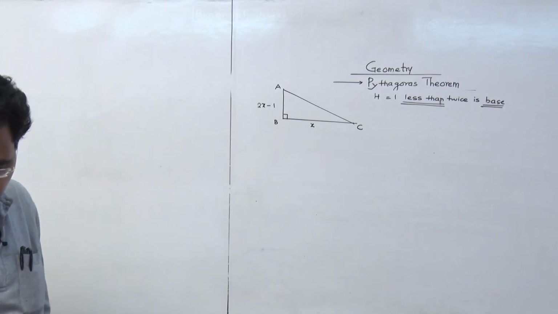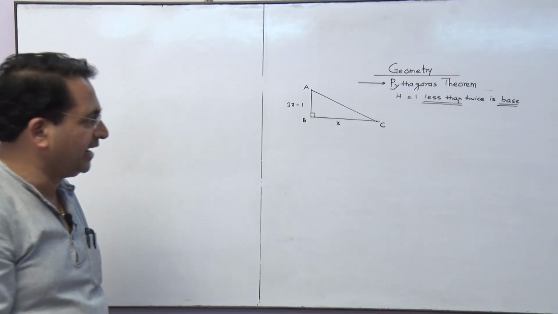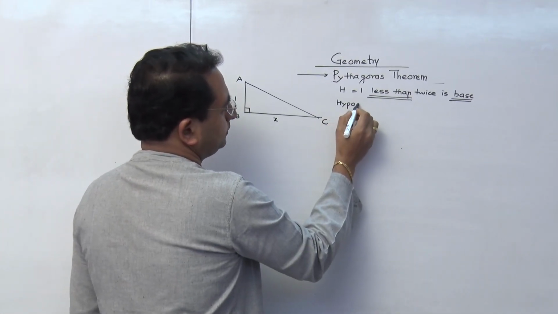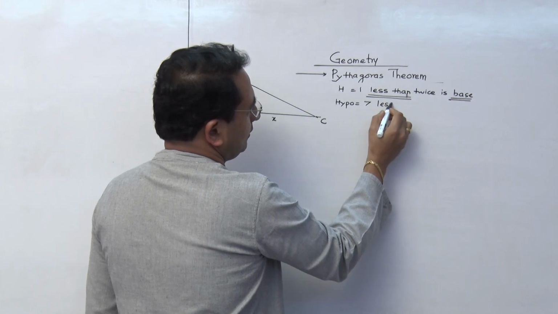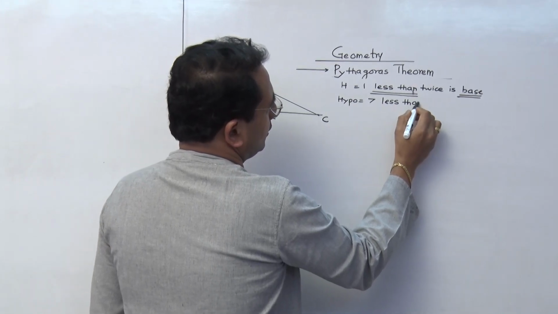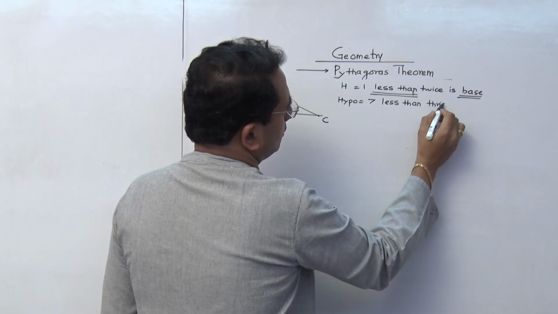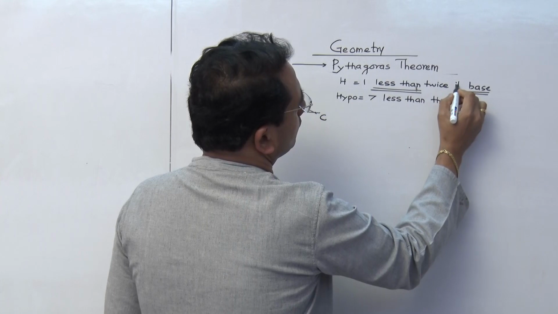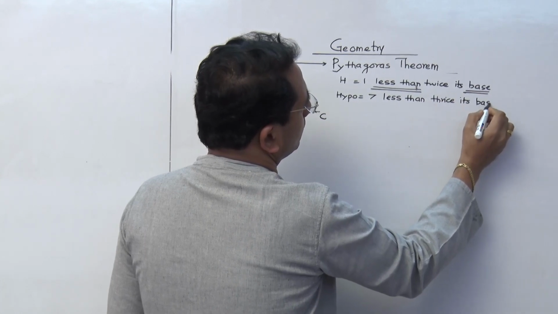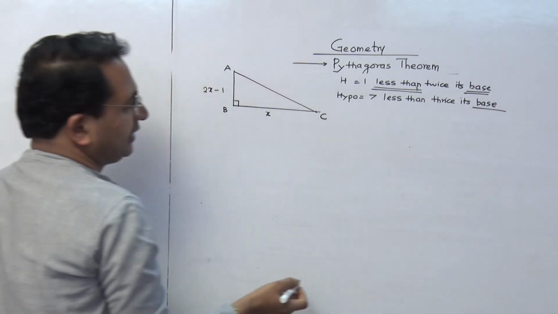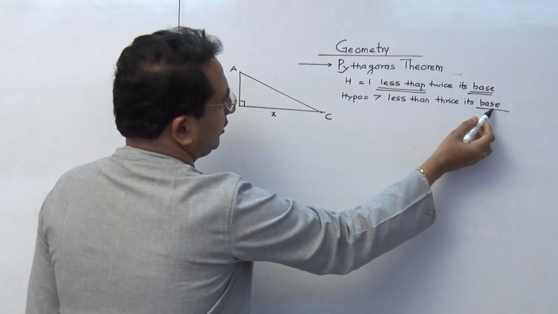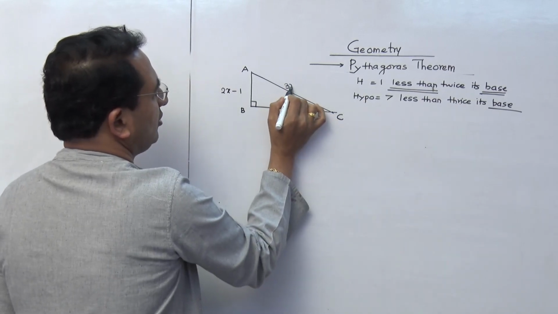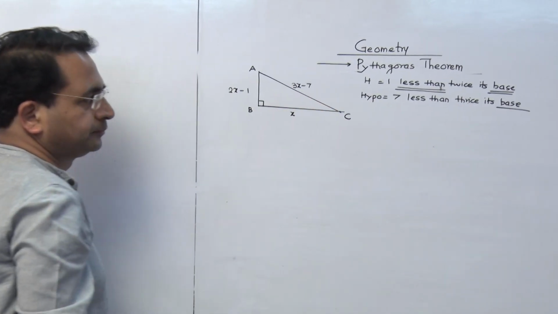And after that they have given the hypotenuse is 7 less than thrice its base. So how will you deal with that? It is also connected with the base. This is 7 less than thrice its base. So this is 3x minus 7.